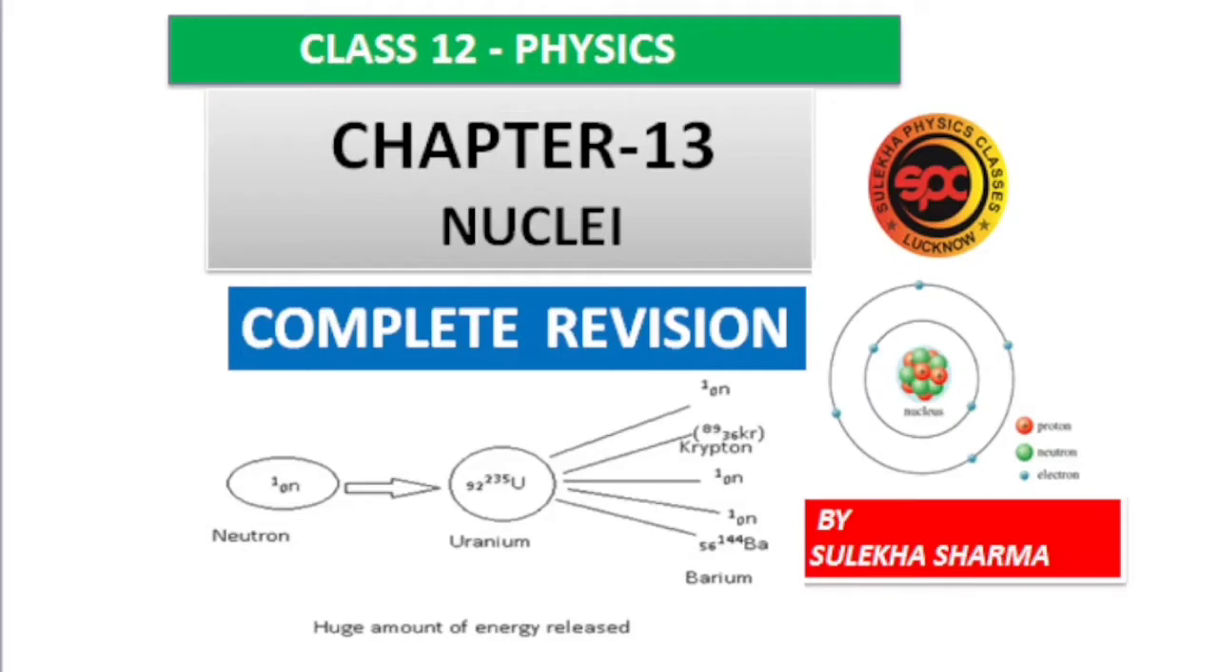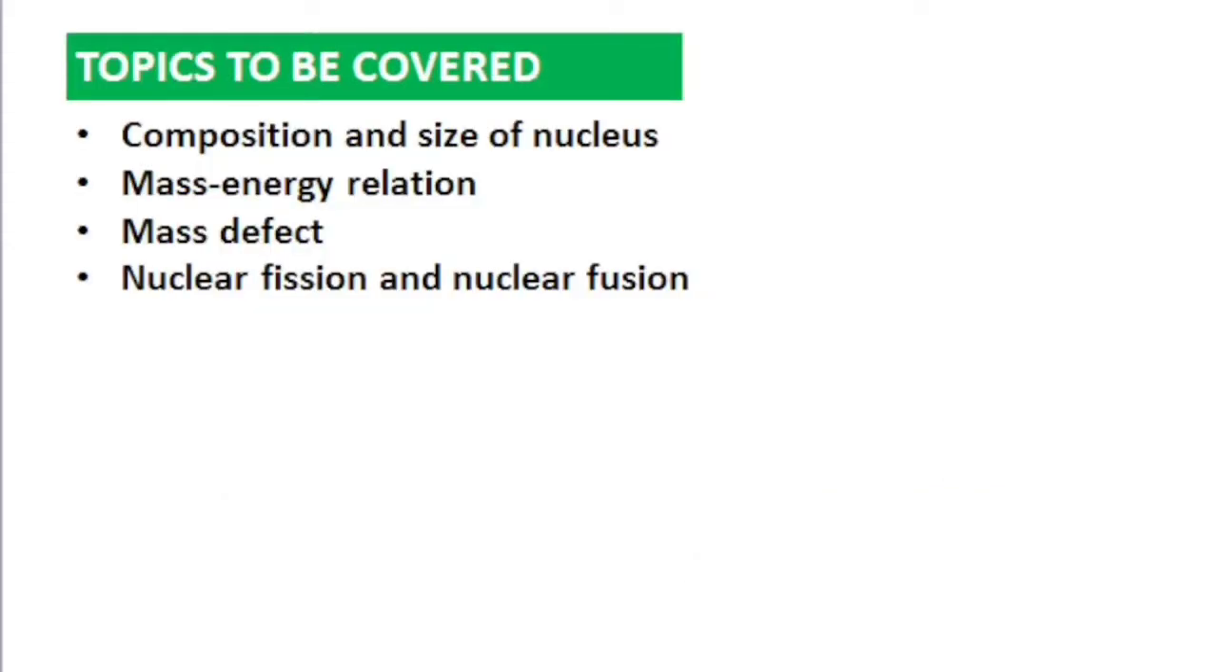Today with this video, I will try to cover all important points and formulas of chapter 13, Nuclei. In this chapter, the different topics to be covered are: first, composition and size of the nucleus, then mass-energy relation, then mass defect, and at last nuclear fusion reaction. This chapter is very small, only 3 or 4 topics are there, right? So let us start.